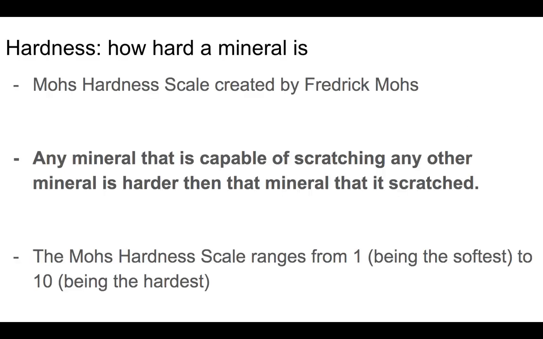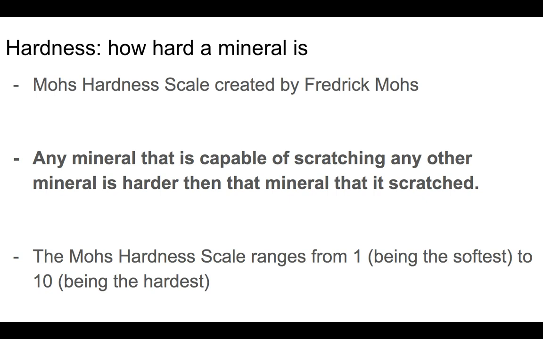So hardness is what you think it is. It would be how hard a mineral is. So we measure how hard a mineral is based on the Mohs hardness scale, created by Frederick Mohs around the 19th century. So basically what this means is any mineral that is capable of scratching any other mineral is harder than that mineral that it scratched. So if I have mineral A and it scratches mineral B and leaves a permanent scratch on mineral B, then mineral A is harder because it was able to scratch it.